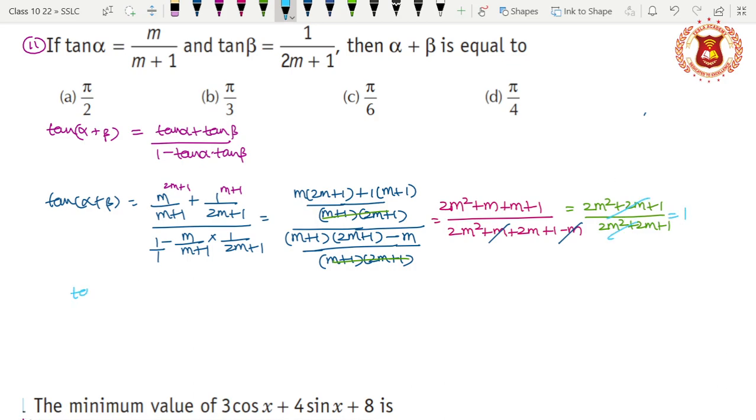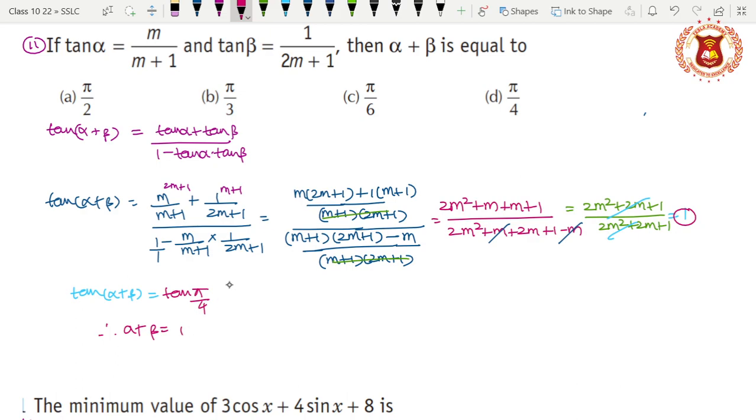Therefore tan(alpha plus beta) is equal to 1. I can write 1 as tan pi by 4, because tan pi by 4 is 1 here. Therefore alpha plus beta is pi by 4.